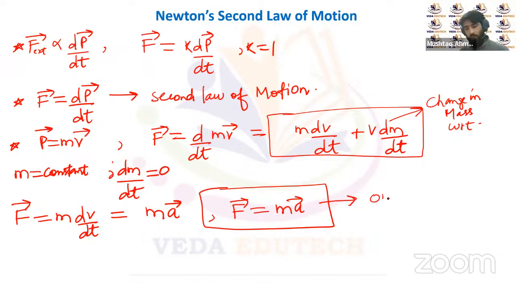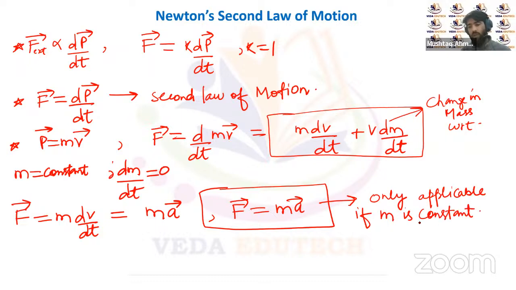So this is only applicable if m is constant. If the mass of a body is not constant, then we cannot apply this equation. Then we have to go by this equation, that's F is equal to dp over dt. That's the basic form of Newton's second law of motion. That is the fundamental form, right?